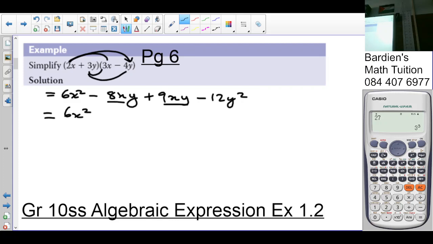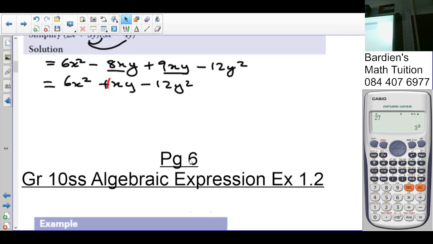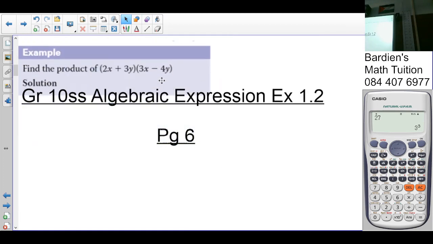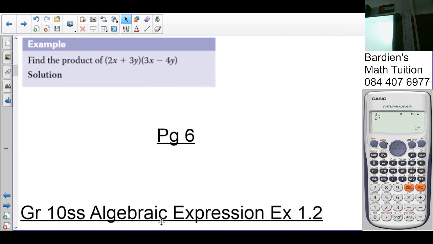That gives us 6x squared. Remember, when you're adding and subtracting, the variable stays the same. So negative 8xy plus 9xy is going to be positive 1xy, minus 12y squared. As we know, we write nothing there; there's a 1, of course. All these examples are on page 6.